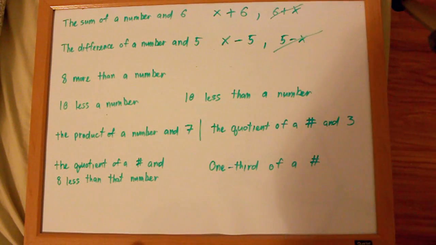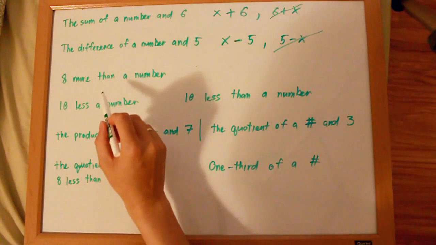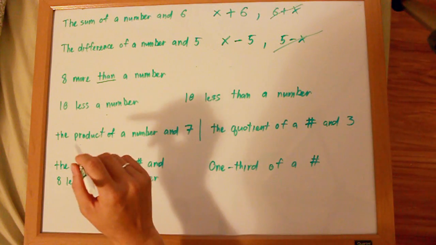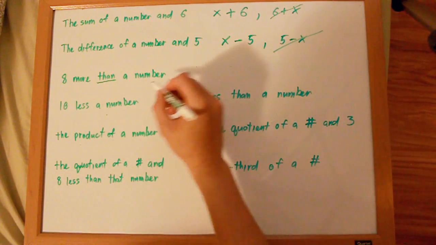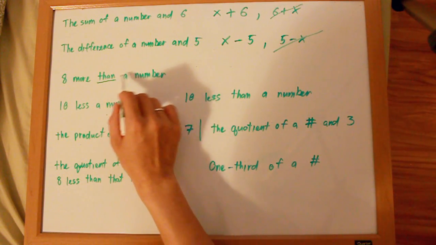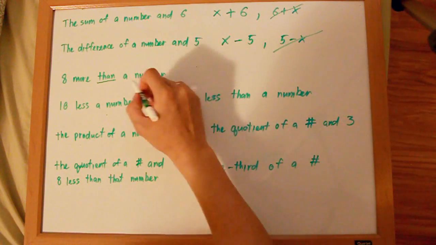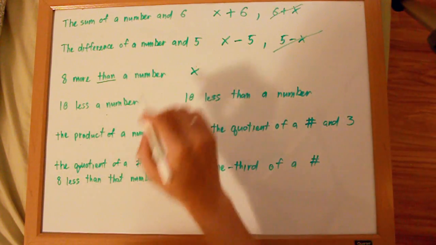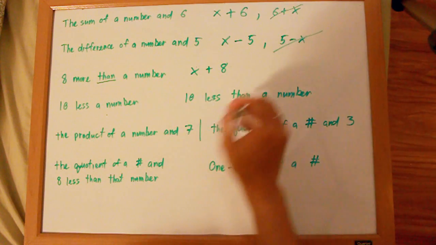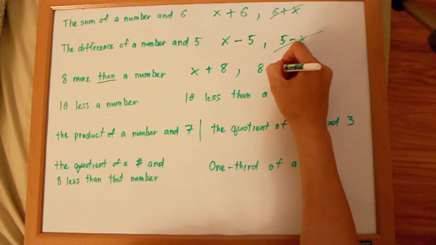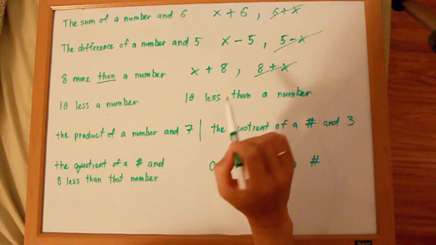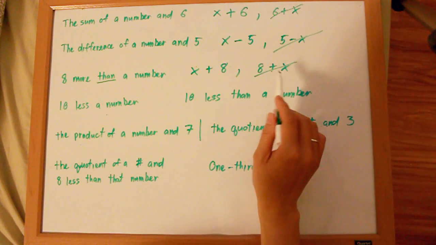Next, 8 more than a number. Pay close attention to the word than right here, because some of the next problems have that word, and it does make a big difference. When you see the word than, you instantly place the variable after it in the front. So here, a number, x. 8 more than a number is 8 plus x. It is not this one, which is saying a number more than 8. It is wrong. Even though in this case they're both the same thing, the order is important.